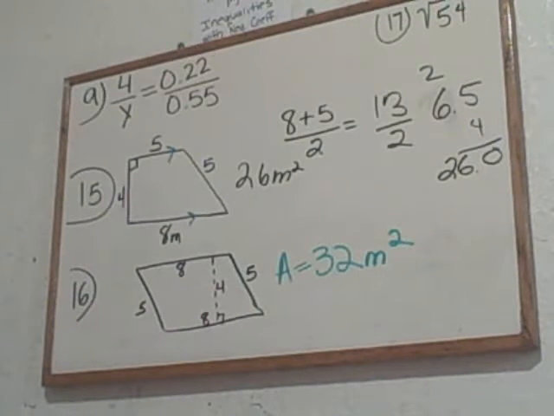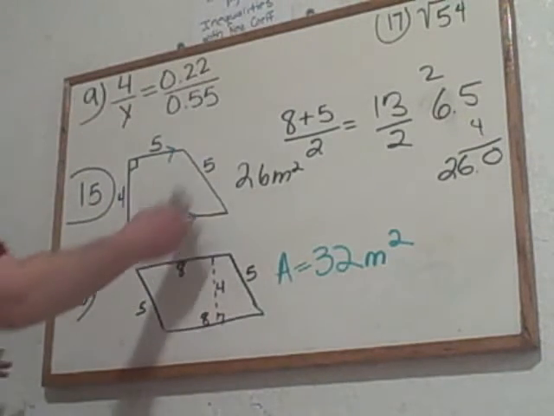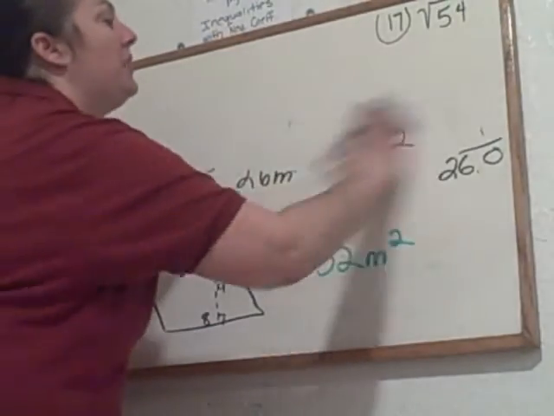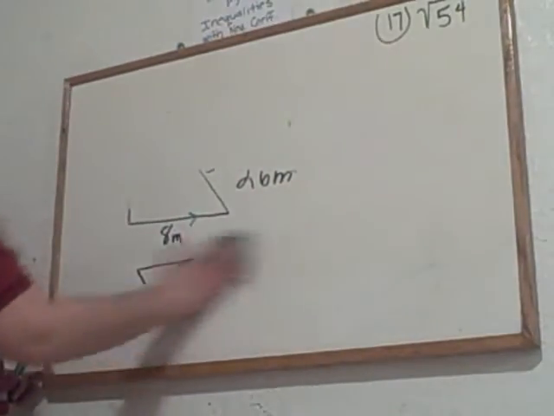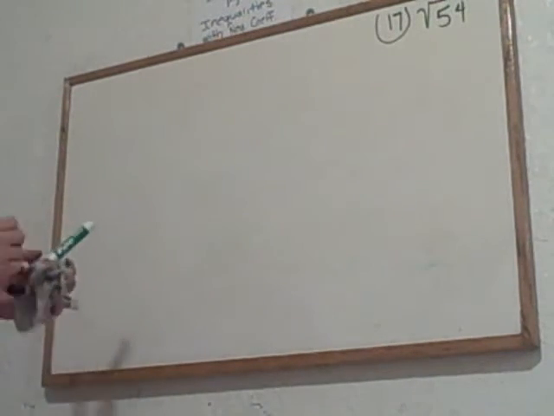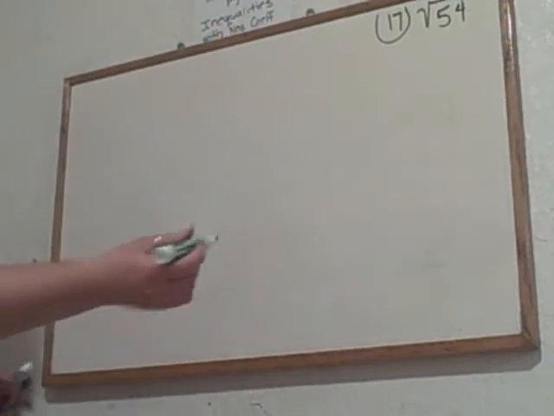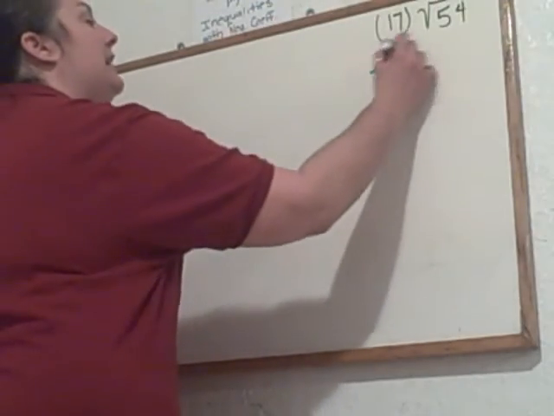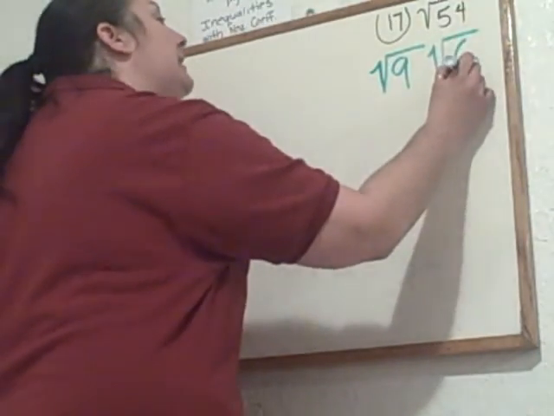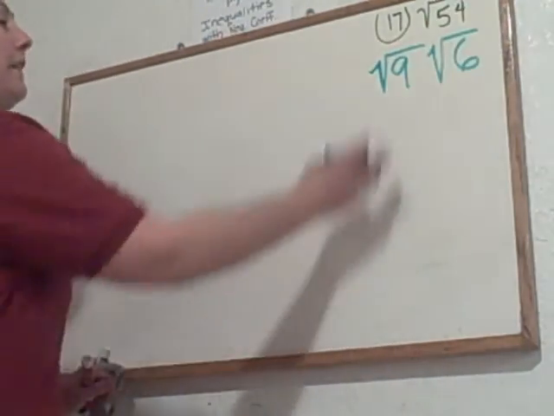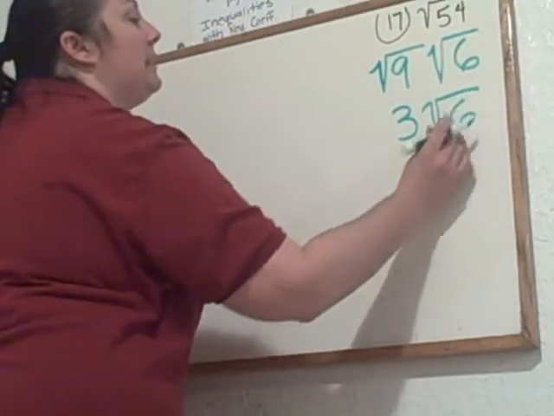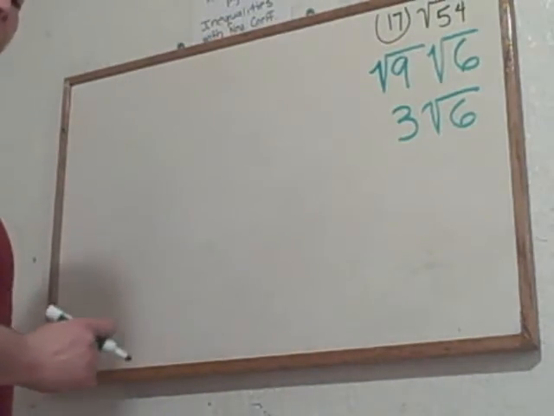Looking next at problem 17, it asks us to simplify the radical expression. I simplify the radical expression by finding a perfect square that comes out of it. The perfect square that I see coming out of it is the number 9, because I know that 9 times 6 is 54. The square root of 9 is 3. 3 square root of 6 is how that simplifies.